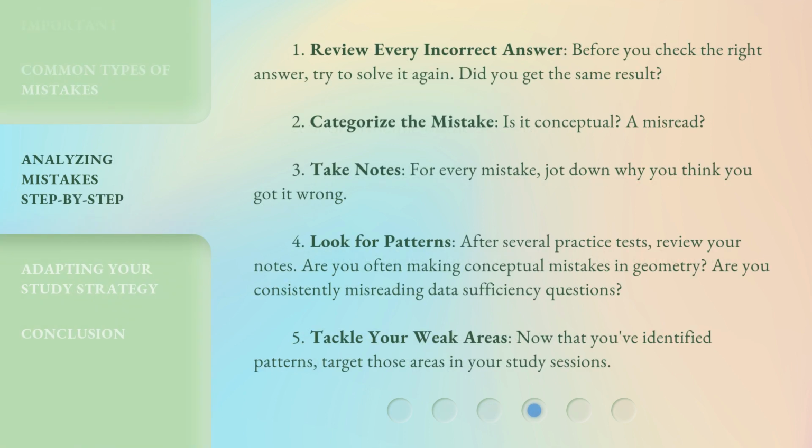1. Review every incorrect answer. Before you check the right answer, try to solve it again. Did you get the same result? 2. Categorize the mistake. Is it conceptual? A misread? 3. Take notes. For every mistake, jot down why you think you got it wrong.